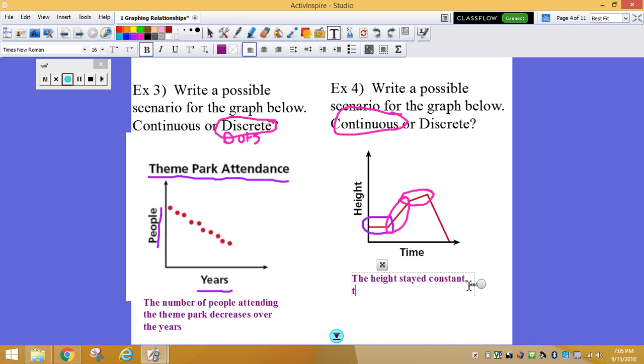the height stayed constant, then increased sharply. The height continued to increase slowly. And then let's look at that bottom part. What's happening there? The height decreased. And make sure you're talking about at the very bottom. What is your height if it touches the bottom of that? The height decreased to 0 because it hit the very bottom. Okay? So that's a good, basic example. Again, there's several things you could write about this graph.